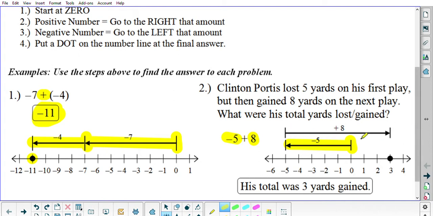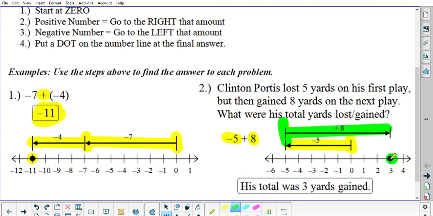Now, whenever your bars overlap, you're going to want to make your second bar higher up, so that way it's not crossing over the one you already made, and that would be really messy. So +8, remember the second number starts at the end of the first number's bar. So the second number does not start at 0. The second number is going to start at the end of that first number's bar, and then that's when I go to the right 8 spaces, because +8, you go right 8.